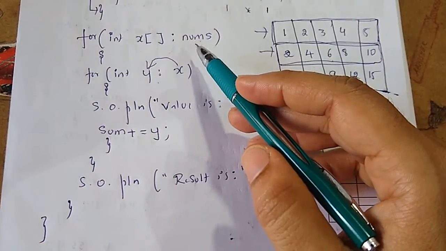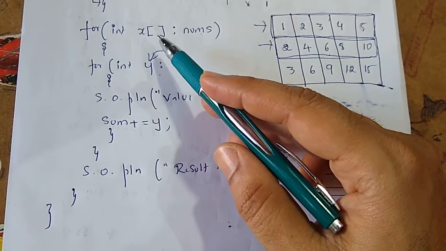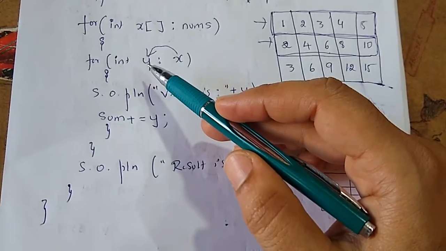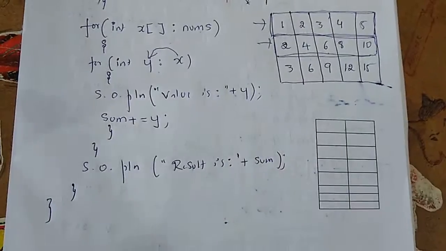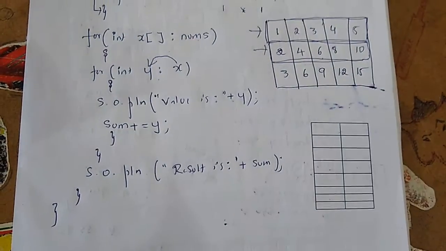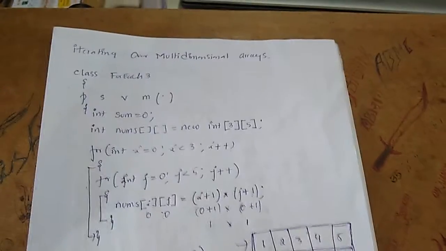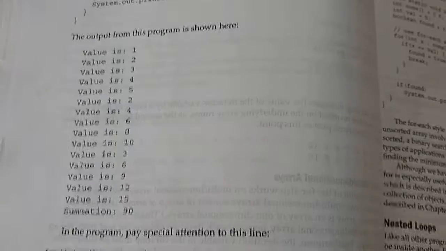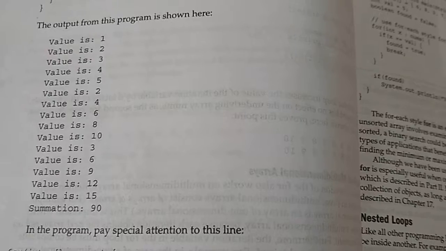Okay, if you go with a two-dimensional array, it will assign a single dimension array. If you take a single dimension array, it will assign one value. That is how your for each will work. Okay, just copy this particular program. And you will get output in this way for the previous program. Okay, even copy the output.